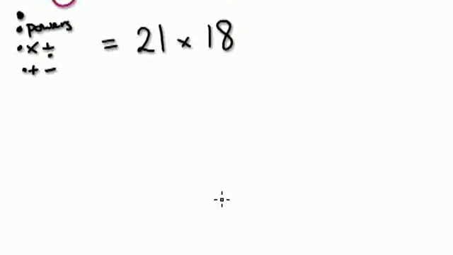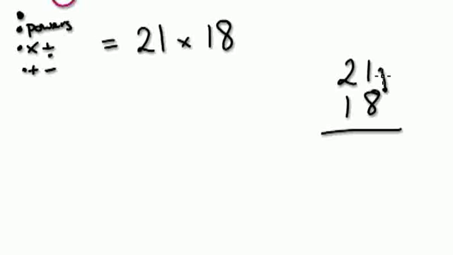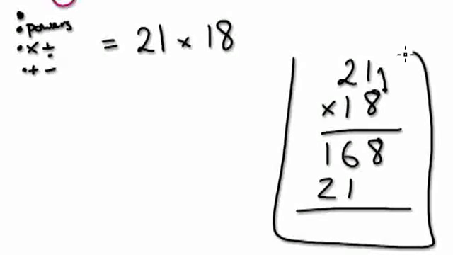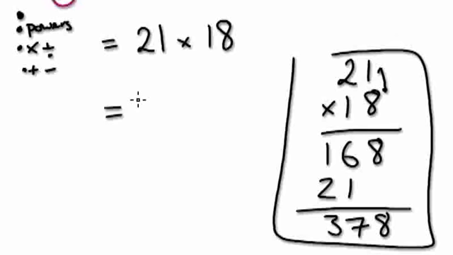So now it's just a matter of working out 21 times 18. 8 times 2 is 16. Okay, 1 times 1 is 1. 1 times 2 is 2. Use your own technique. It doesn't matter if you don't understand this. Jump to a calculator if you want. Okay, and then 8, 7, 3. So the answer is 378. Okay.